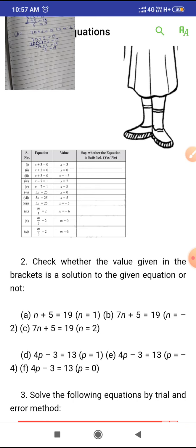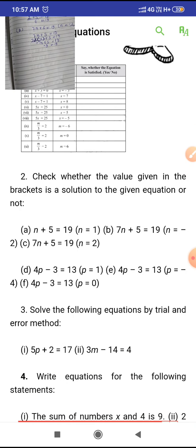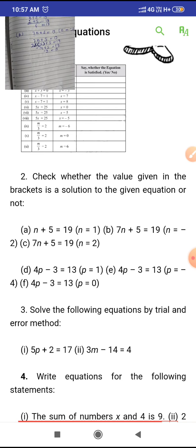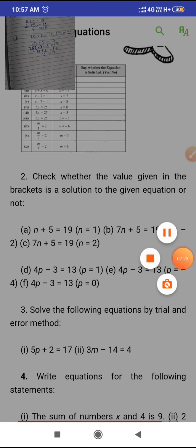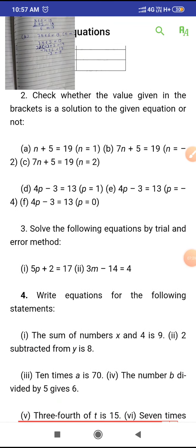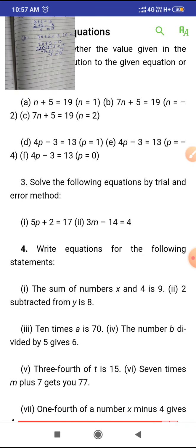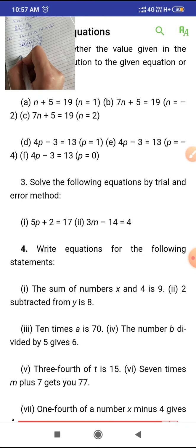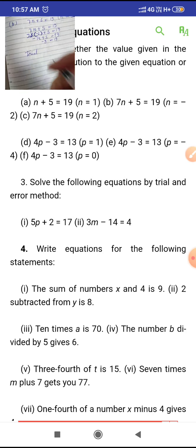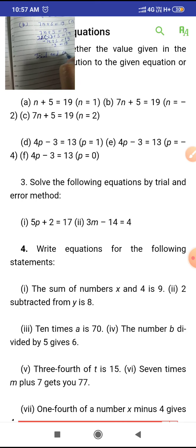In this way you can solve the remaining part of this question and find out which is the solution of the given equation. Now move to our third question. The third question is: solve the following equation by the trial and error method.